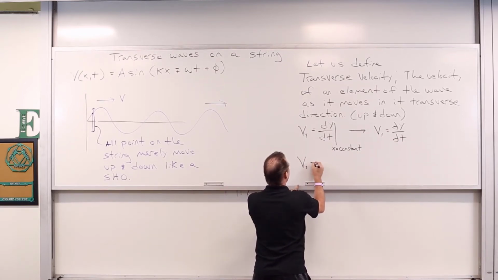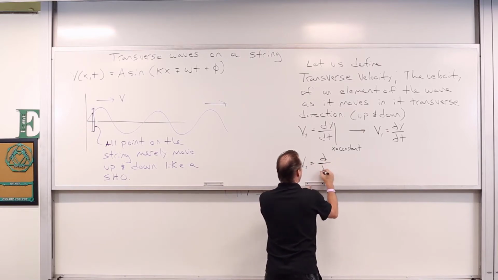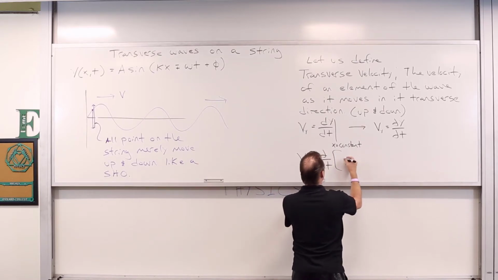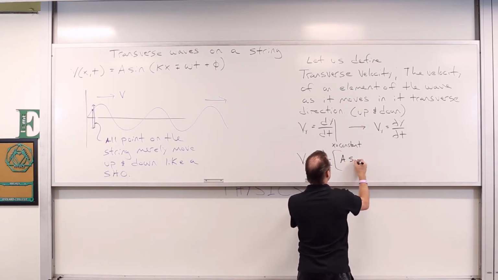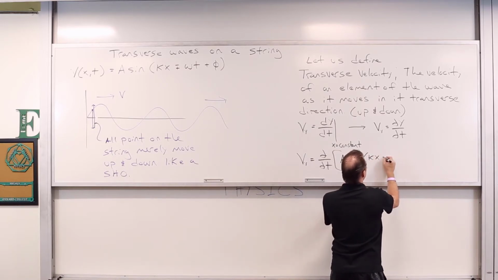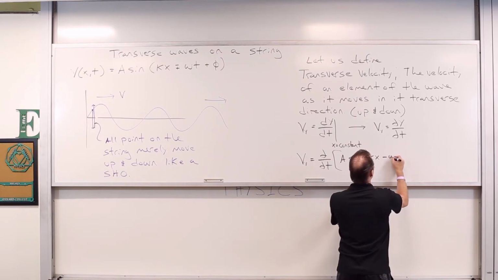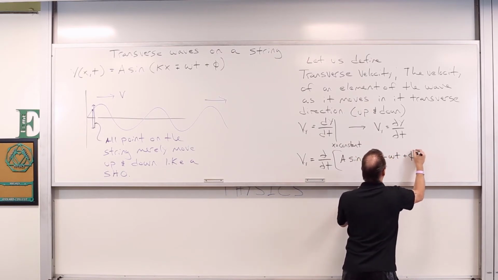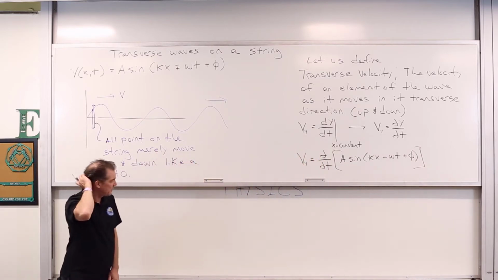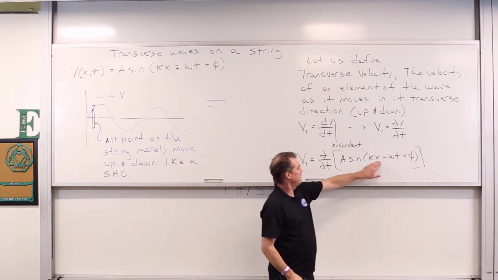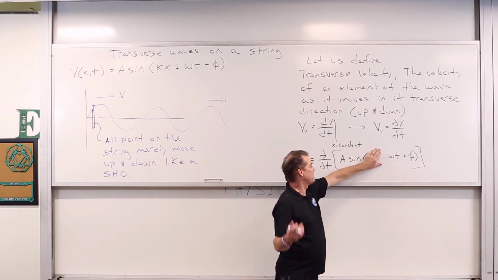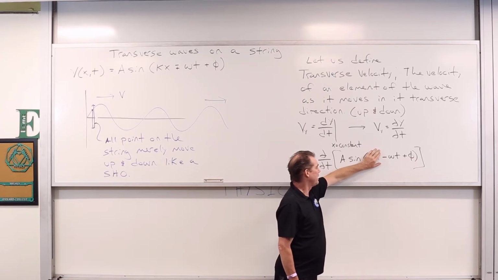V sub y is then equal to the partial derivative of, well, what is y? Y is going to be equal to a times the sine of kx, and let's just say it's traveling to the right, kx minus omega t. We can still put in phi here. And what are we going to get out of this? Well, it doesn't matter about x. We just treat x like it's a constant value. So this little term here doesn't really even do anything.